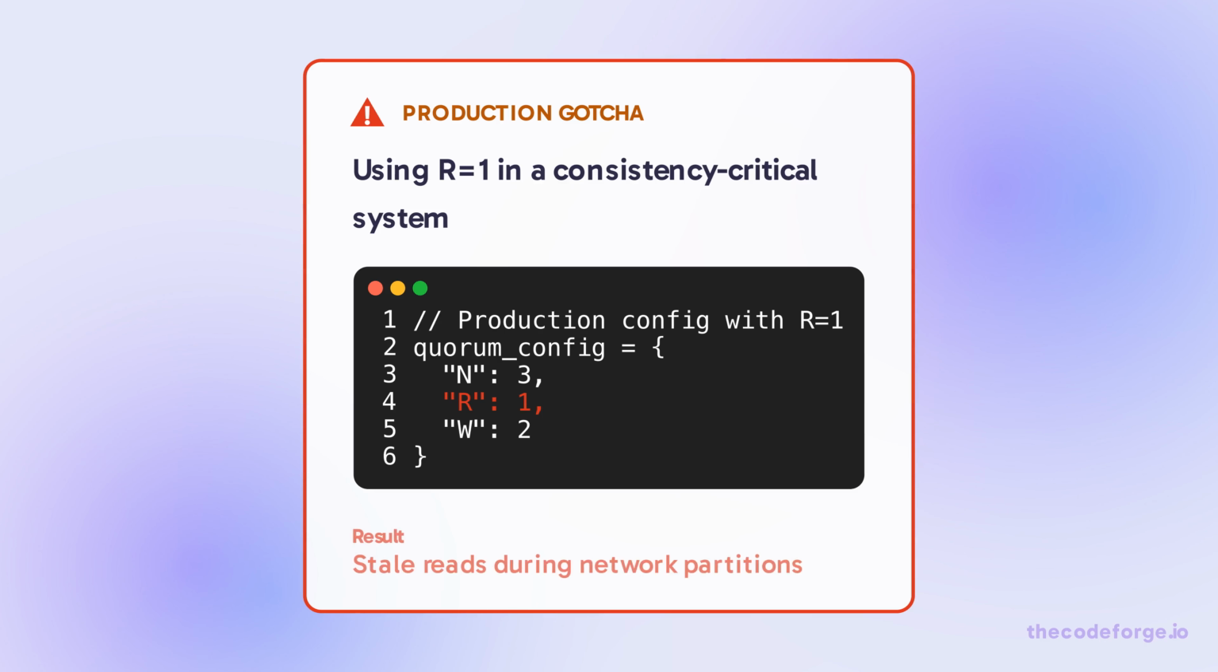The incident was caused by setting R to one. This is a common mistake. During a network partition, a read quorum of one node may not overlap with the write quorum, leading to stale reads or missing data. Always ensure R plus W is greater than N and consider the impact of partitions.